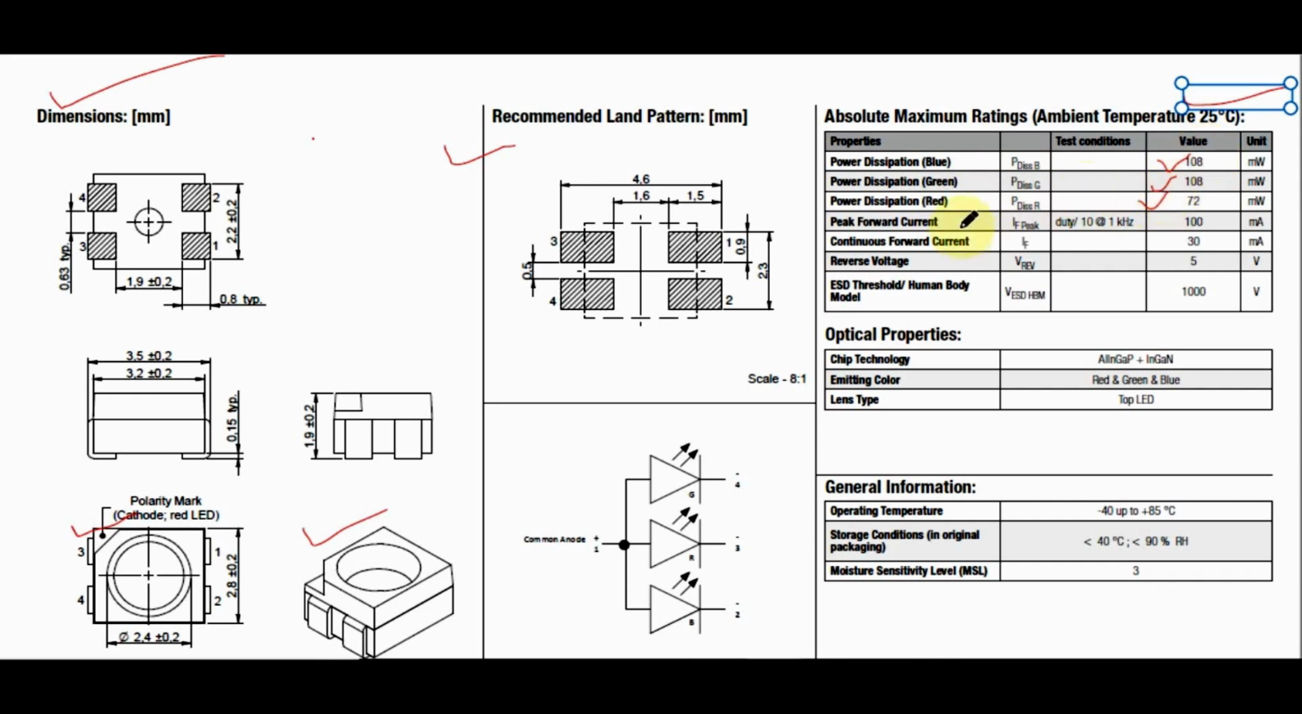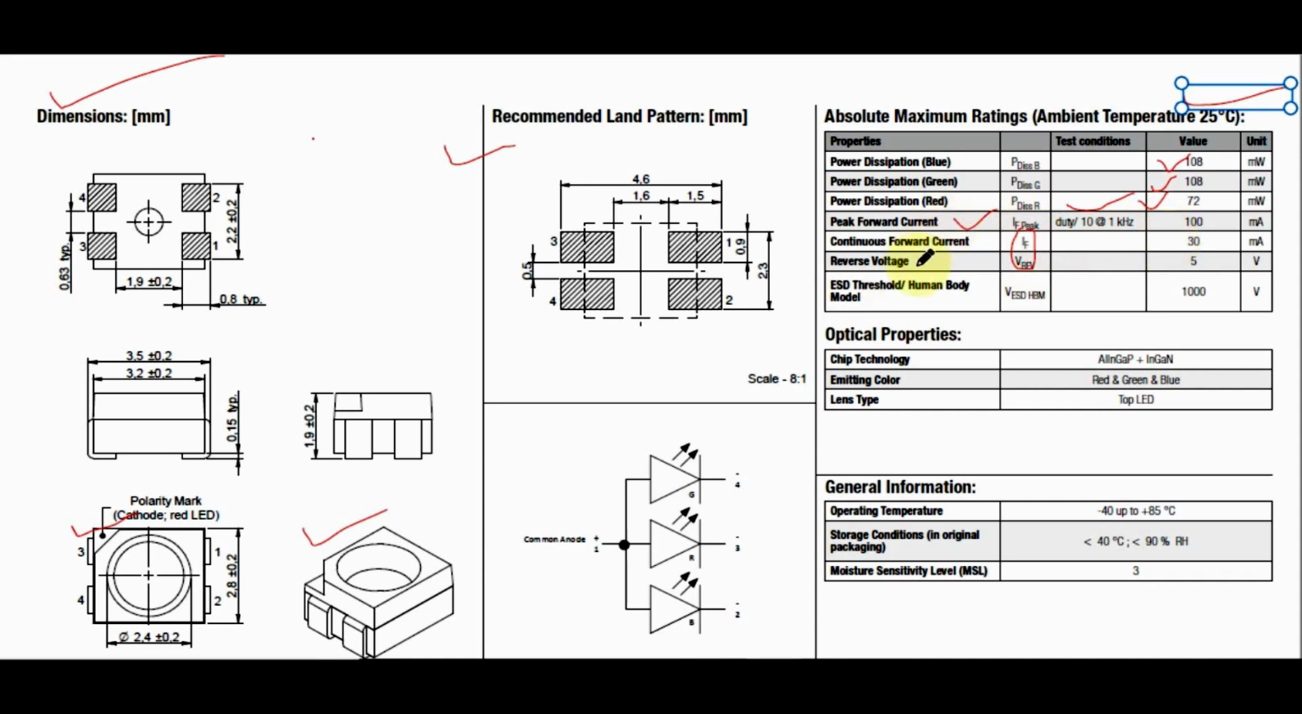Okay, this is peak forward current. IF peak is 100 milliampere. There is one test condition they have given: duty cycle 1/10 at the rate of 1 kilohertz. If you drive your LED using this condition, you will achieve 100 milliampere current, otherwise you won't. So this is a very important parameter, IF. IF is 30 milliampere, so you can bias your LED up to 30 milliampere. You can draw up to 30 milliampere current.